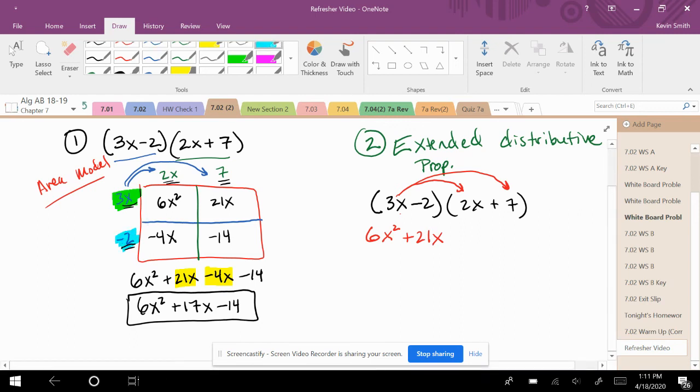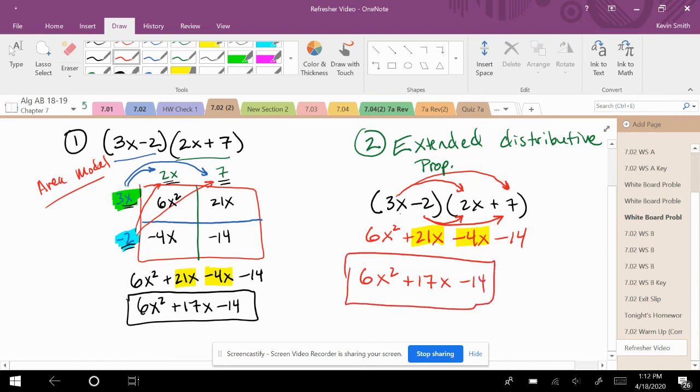Then we took this negative 2 and distributed it to the 2x and to the 7. Same thing here. This negative 2 gets distributed to the 2x and to the 7. So you end up with the same thing. Again, you need to combine your like terms. You end up with 6x squared plus 17x minus 14. Again, it is the exact same thing.